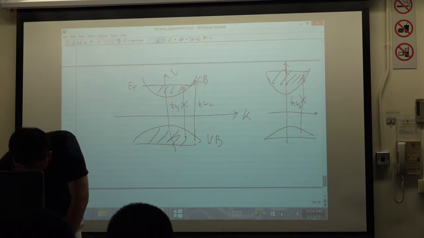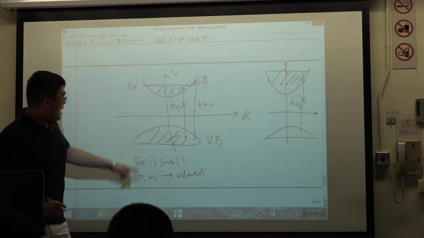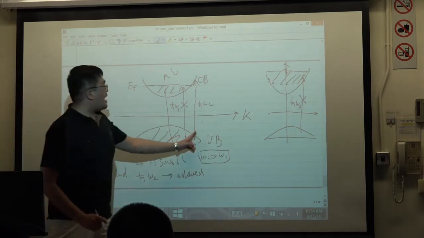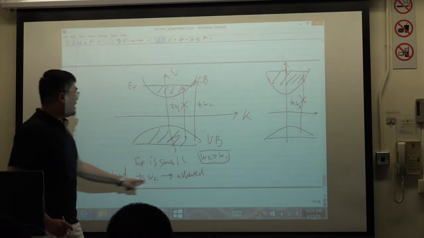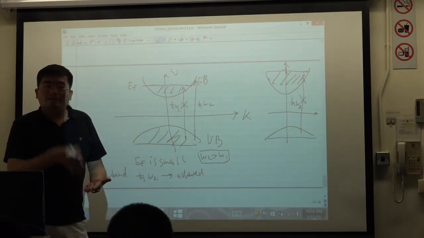If the Fermi level EF is small, for h-bar omega 2 this interband transition is allowed. So this is not good, right? And omega 2 is larger than omega 1. That means at a higher frequency, if the interband transition is allowed, the plasmonic effect is suppressed, right?